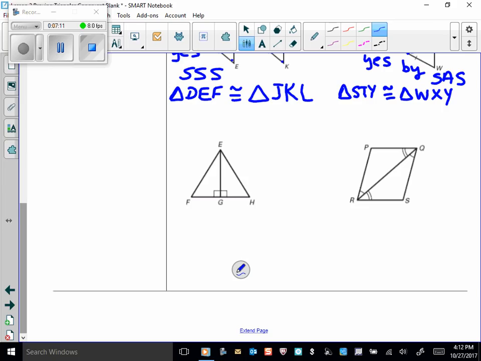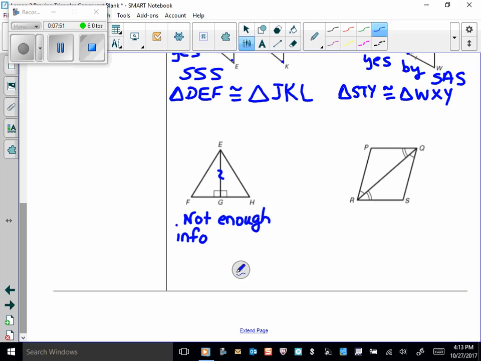All right, let's see what we got here. Okay, I know that I got congruent angles there because they're right angles and all right angles are congruent. What else do I know? I know that EG is congruent to itself, but that's really all I know, isn't it? I don't know that FG is congruent to HG or the other two sides, so no, not enough info. They may be congruent, but not enough info to know. Okay, how about these two?